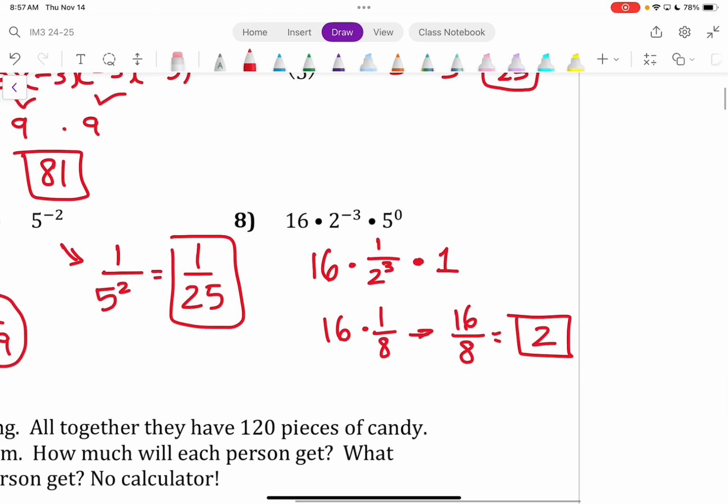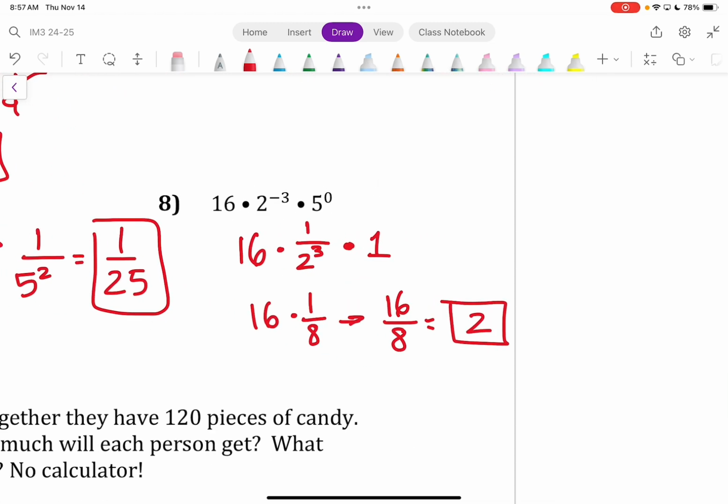So questions like number 8 are the kind of stuff you guys will see on, say, a quiz or an exam. Because at this point, we can do 2 or 3 step simplifying expression problems or simplifying exponent problems. So it's going to be a problem where you have to use at least 2 or 3 rules together.